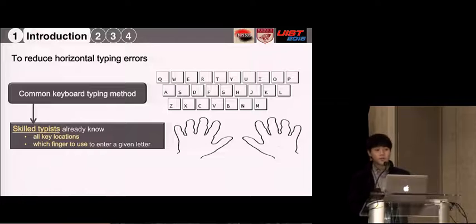First, we focus on the typing habits of skilled typists. Most typists have learned a common keyboard typing method. For example, their hands are put on the home row keys before typing, and the left middle finger is used to enter the E, D, and C keys, and so on. Through this learning process, skilled typists already know all key locations and which fingers to use to enter a given letter.